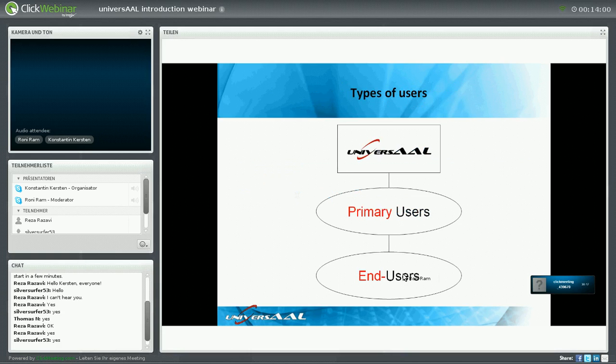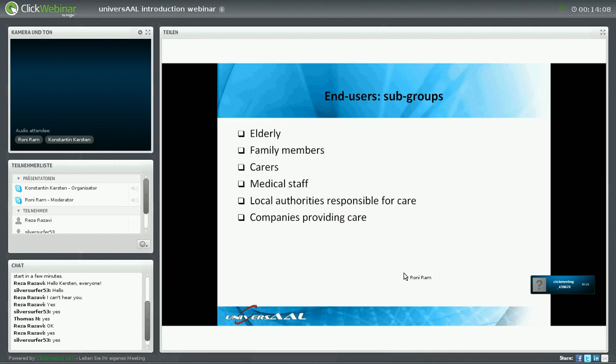In universAAL, we distinguish between two types of users, the primary users and the end users. Our end users are composed of several subgroups. We have the elderly people with their family members that support them. We have also the formal and the informal caregivers and the medical staff, the healthcare providers. In addition, universAAL is also targeting local authorities that are responsible for care and companies that provide care. These are all the end users that will benefit from the services that the universAAL platform will offer.